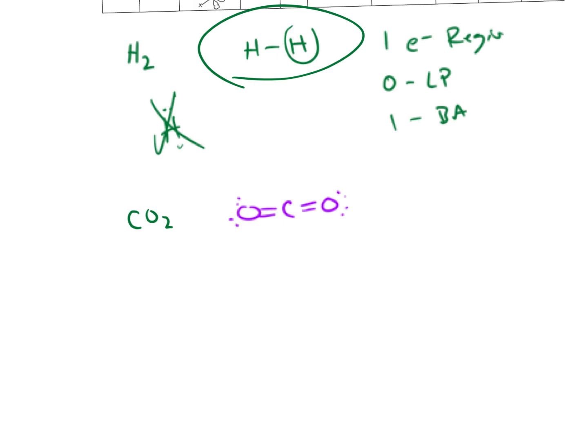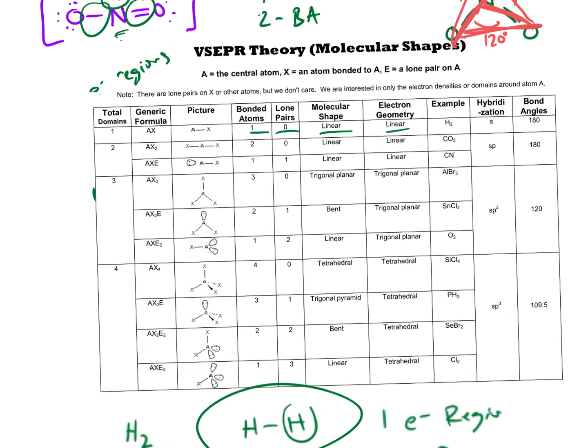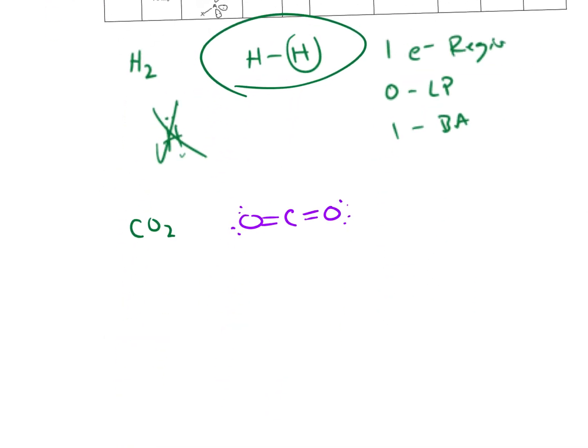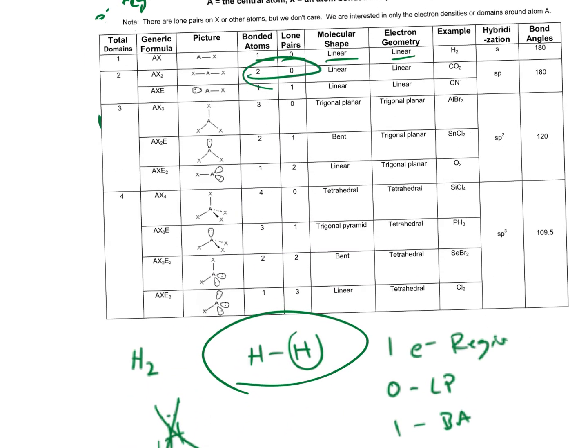Always read the chart. Linear. Okay, so Charlie's saying it's linear. How many electron regions are there in this compound? Go ahead, give it a shot. Two, right? One, two. So there's two regions. That means we have two options. How many bonded atoms are there? Two bonded atoms. How many lone pairs around carbon? Zero. There it is. Linear for both the electron geometry and the molecular geometry.